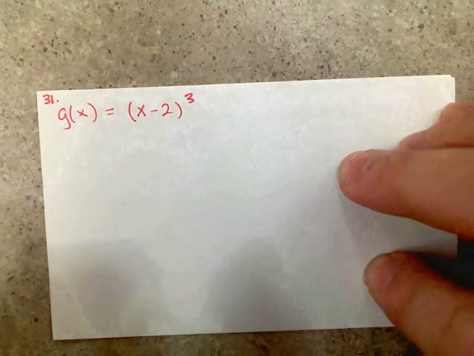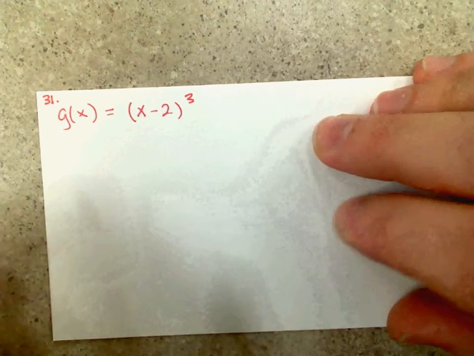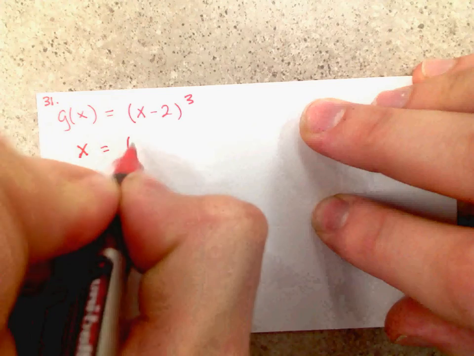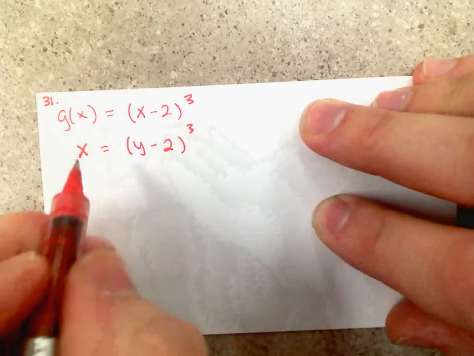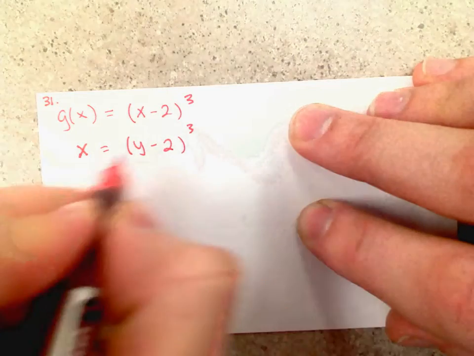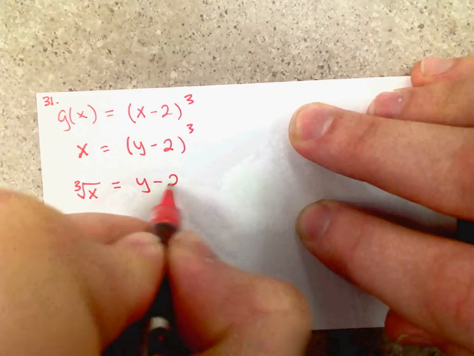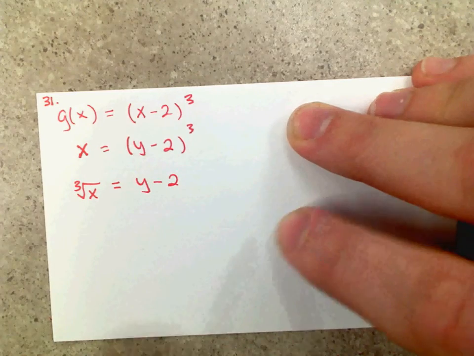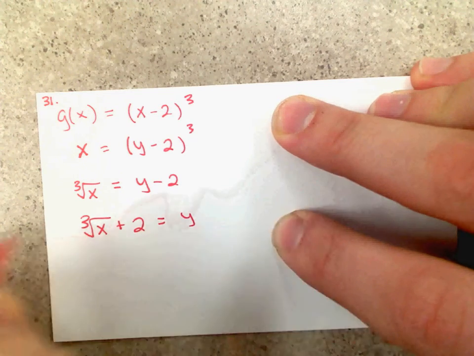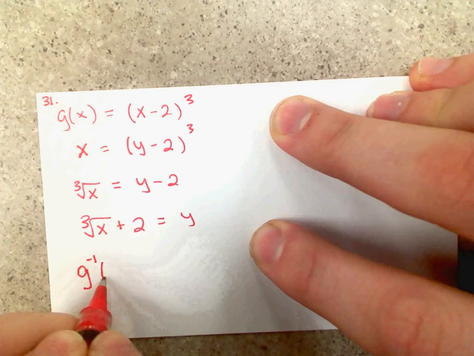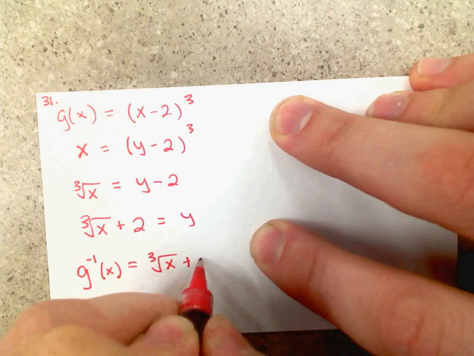Okay, 31, g of x equals x minus 2 to the third power. Now again, if we're going to undo this, then we switch the x with the y. Now we can't get inside this parenthesis until we get rid of the cube, so we have to take a cubed root of both sides. That'll make the third power go away, and then we add 2. And again, it's g of x, so we would say that the inverse g of x is the cubed root of x plus 2.